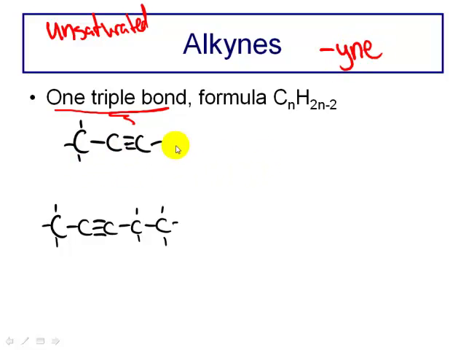So this guy right here has got 3 carbons, the prefix would be prop, and the ending would be yne. This guy right here has got 1, 2, 3, 4, 5 carbons, so the prefix would be pent, and the ending would be yne. Okay?